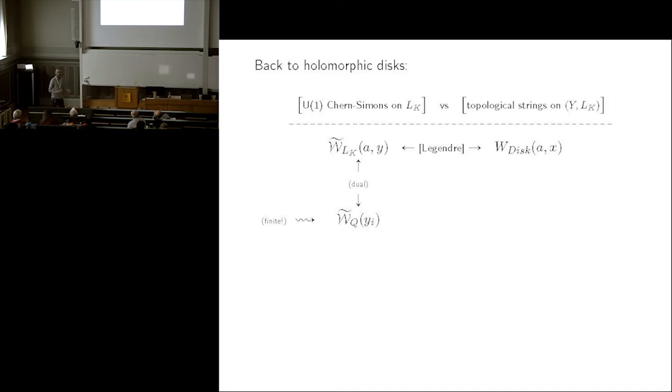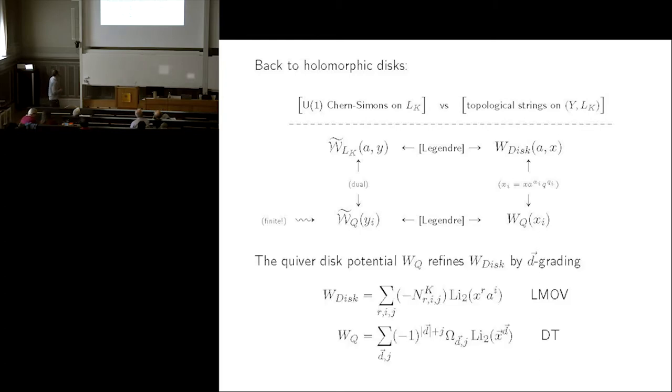Right. So let's go back to holomorphic disks, topological strings. So far we've focused on what happens in the Chern-Simons theory on R^3. As we've seen before, there's a source potential that encodes a certain number of sources and is related by a Legendre transform to the Gromov-Witten disk potential. And now, through the knots-quivers correspondence, we've derived a dual description of the source potential. If you take the Legendre transform of that, you get some function of x_i that we call the quiver disk potential. We call it that because if you specialize these variables x_i, you recover the Gromov-Witten disk potential. So this quiver disk potential actually refines the usual count of holomorphic disks by the Gromov-Witten disk potential.